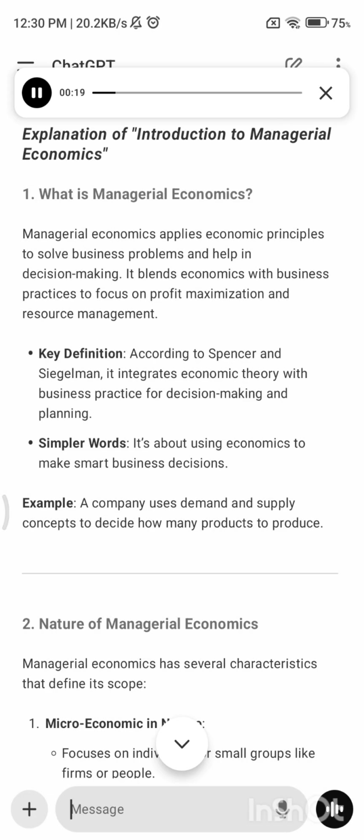Key definition. According to Spencer and Siegelman, it integrates economic theory with business practice for decision-making and planning. In simpler words, it's about using economics to make smart business decisions. Example, a company uses demand and supply concepts to decide how many products to produce.